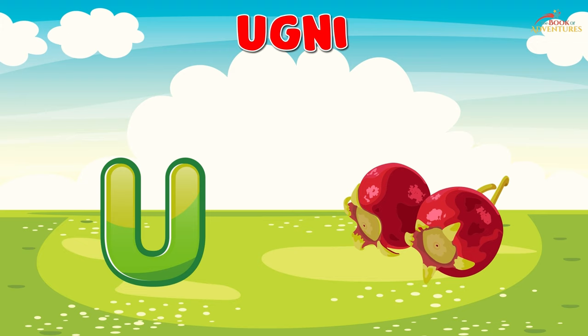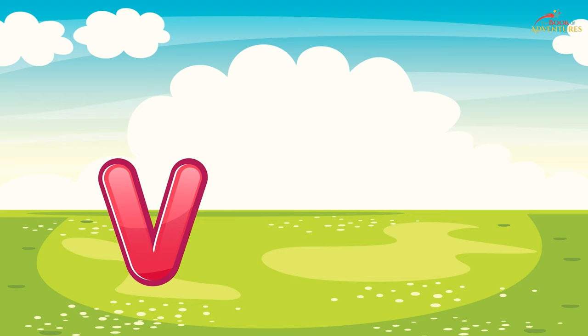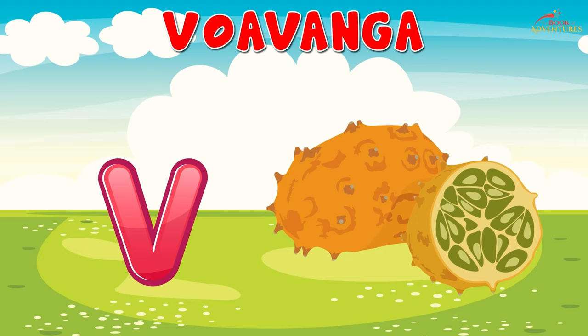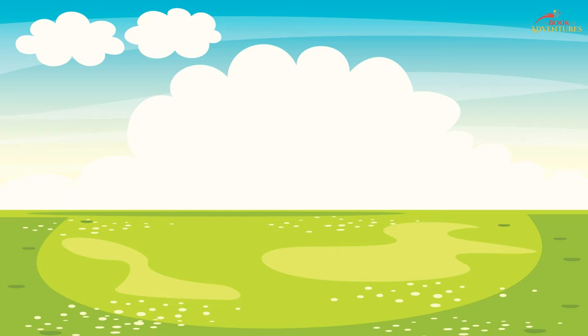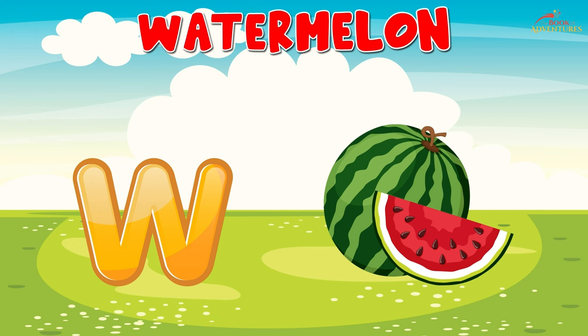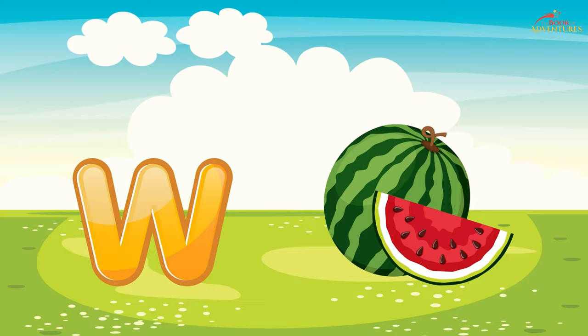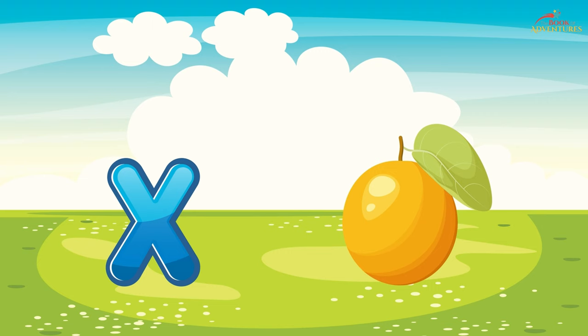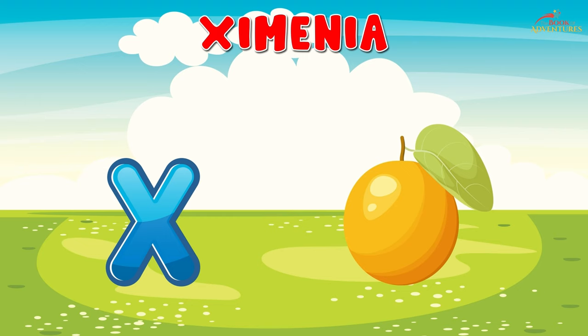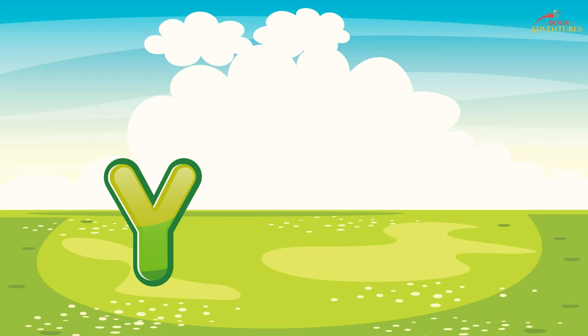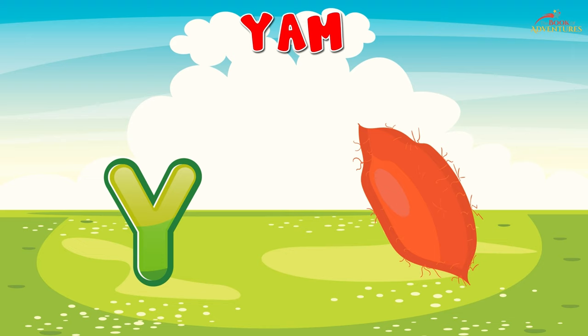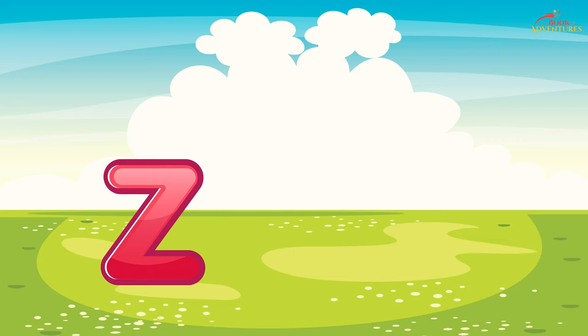U is for Agni. V is for Voavanga. W is for watermelon. X is for Zymenia. Y is for yam. Z is for zucchini.